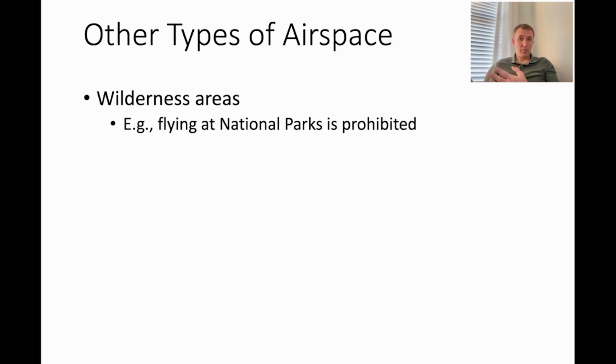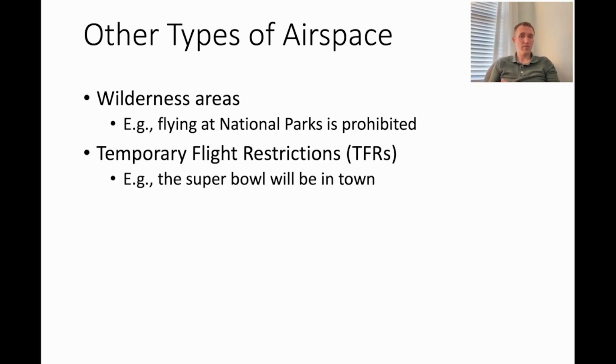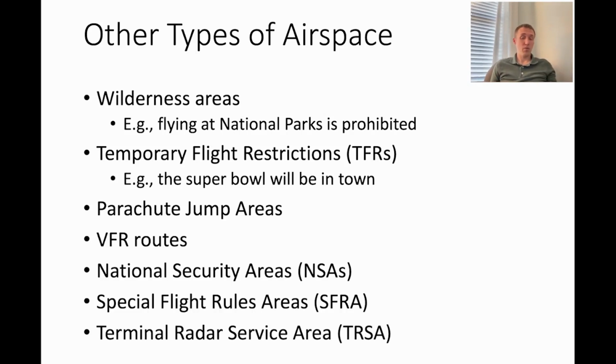There are other types of airspace, such as wilderness areas. For example, flying at national parks with unmanned vehicles is prohibited without authorization from the National Park Service. And there's going to be other things like temporary flight restrictions. For example, if the Super Bowl's in town, or a major football game, another sports event, and other types of areas as well. National security areas, special flight rules areas, terminal radar service areas, different types of areas. We're going to talk about all these, and you'll be able to identify these on the charts when we talk about those particular topics.